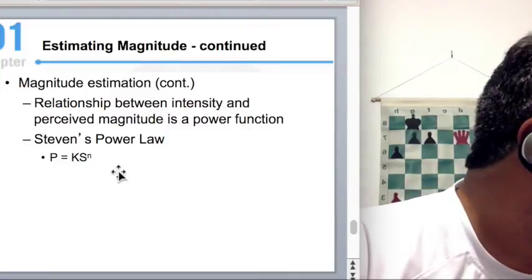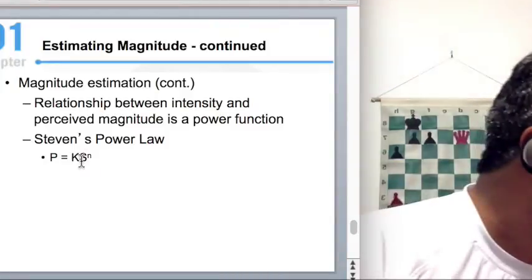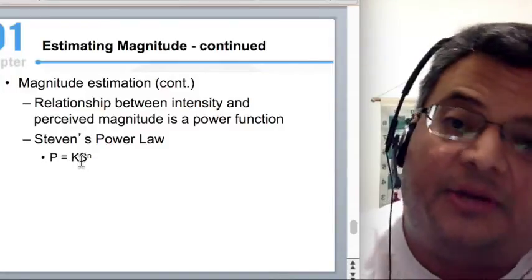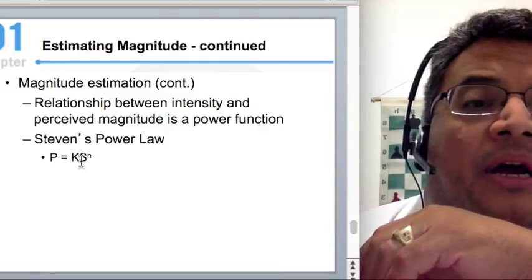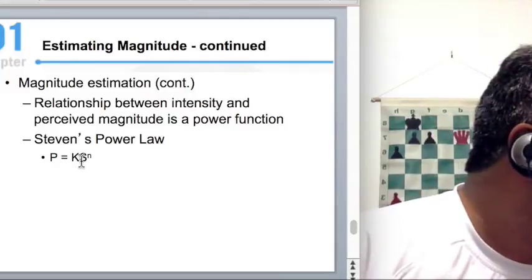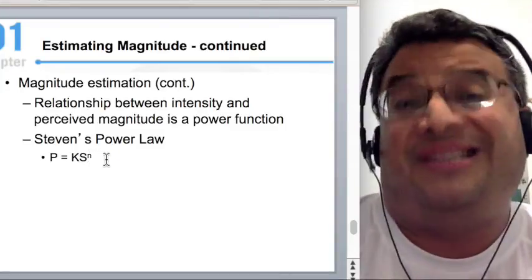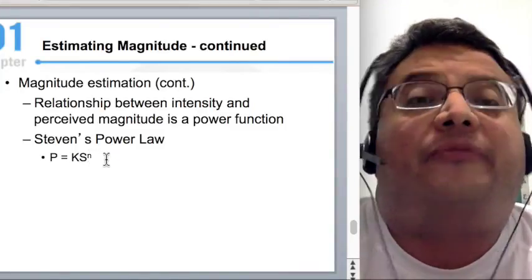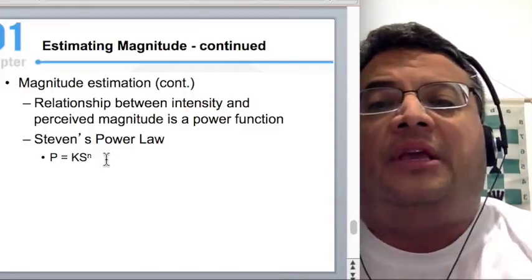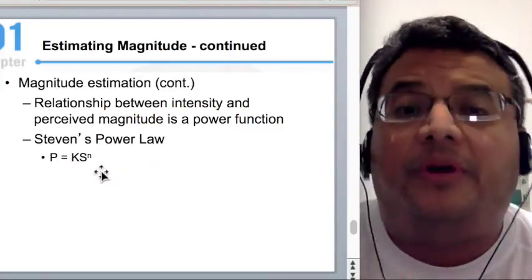The n part, the exponent, tells us how the stimulus is perceived. The n tells you whether it's response compression or response expansion. If the exponent n is less than 1, like 0.5, you're going to have response compression. As the stimulus goes up, you get less and less. If the n in S to the n power is greater than 1, you're going to get response expansion.